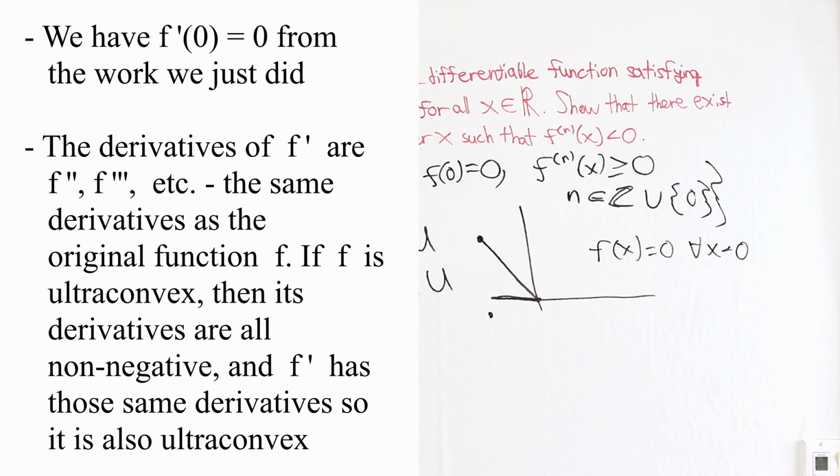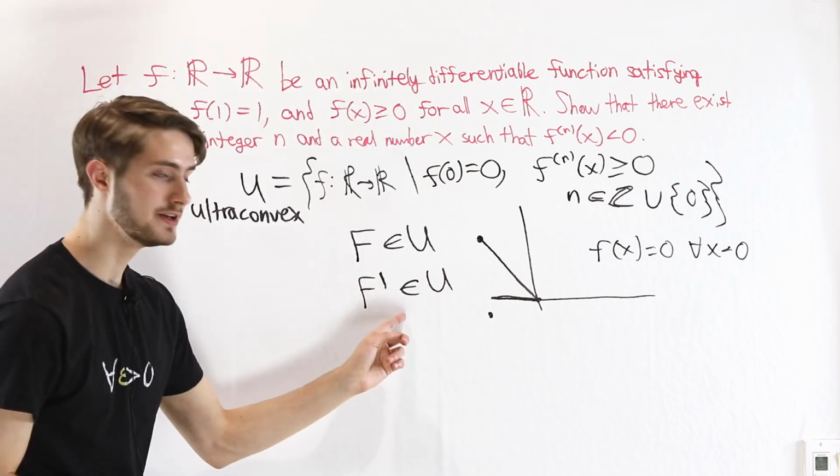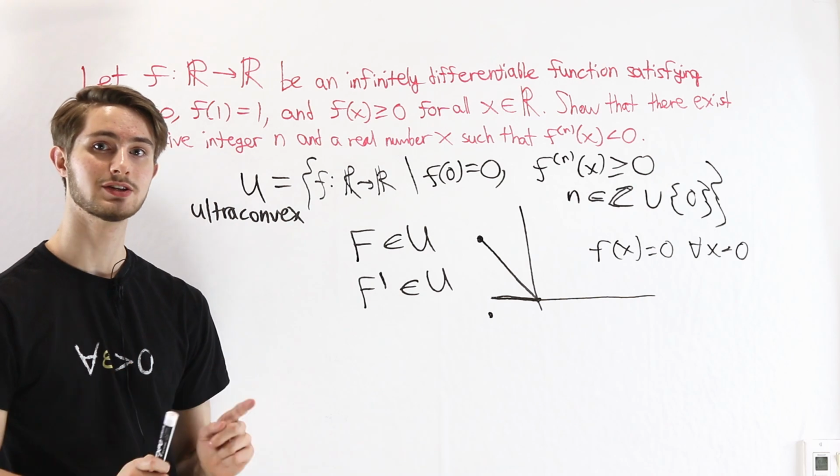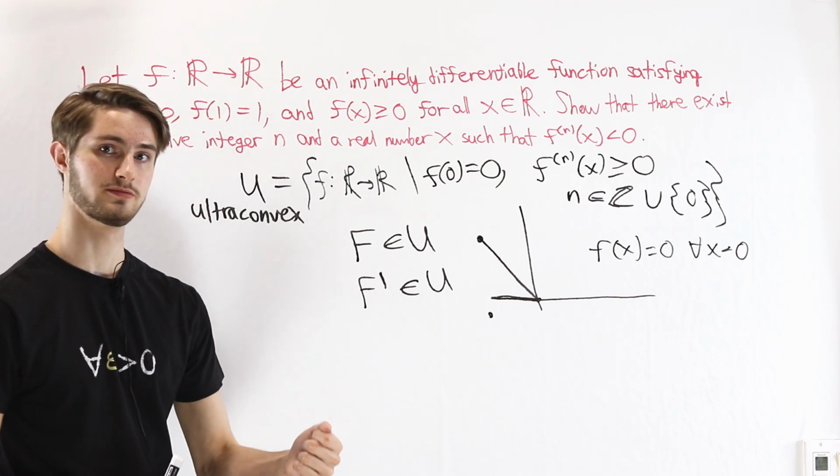The other condition is that derivatives of all orders are non-negative. For the original function f, that means that f prime and f double prime and f triple prime and so on are non-negative. But f prime, the derivative, has those exact same functions as its derivatives. So if f is ultraconvex and f prime shares those same derivatives, then f prime will also have all non-negative derivatives, so it will be ultraconvex. This is a super important identity, and it's going to let us derive a lot of extra information.